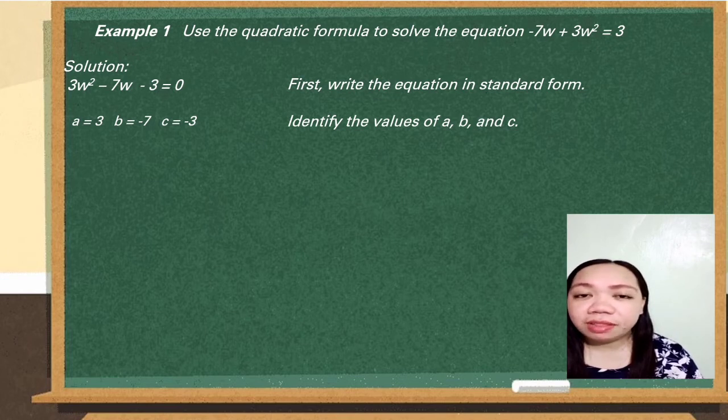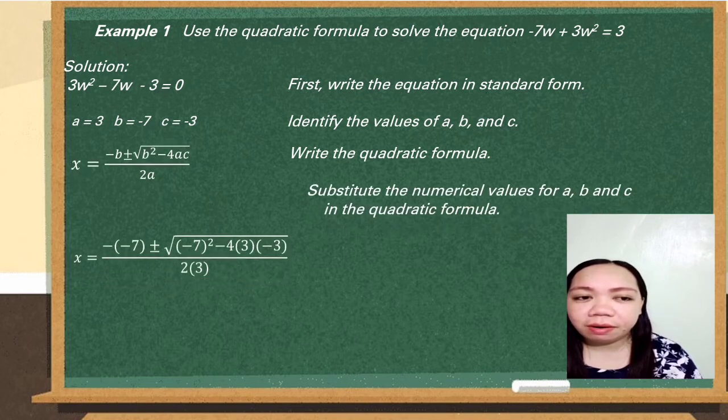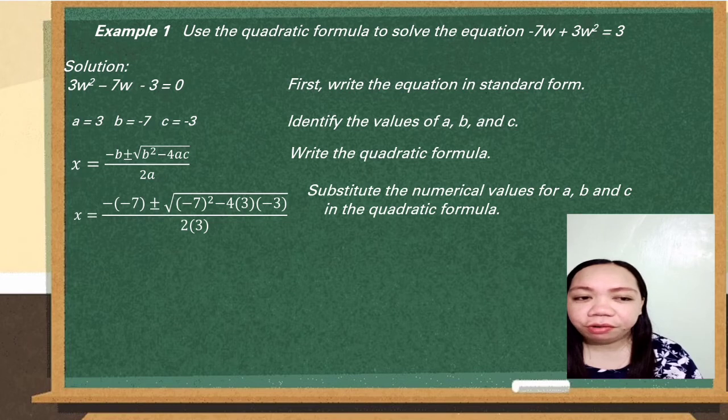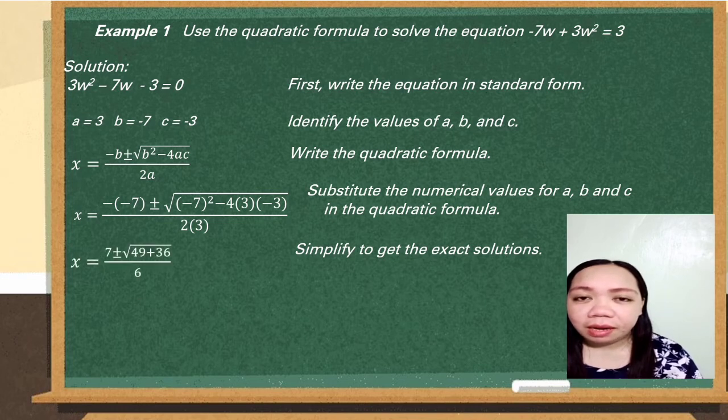Now, let's substitute that in the quadratic formula. So we will have w equals negative of negative 7 plus and minus the square root of negative 7 squared minus 4 times 3 times negative 3 all over 2 times 3. So negative of negative 7 is positive 7. Negative 7 squared is 49.